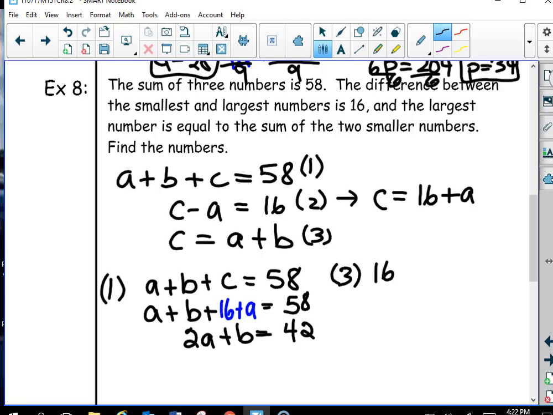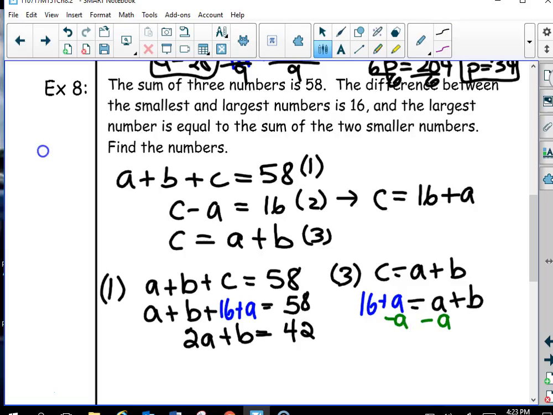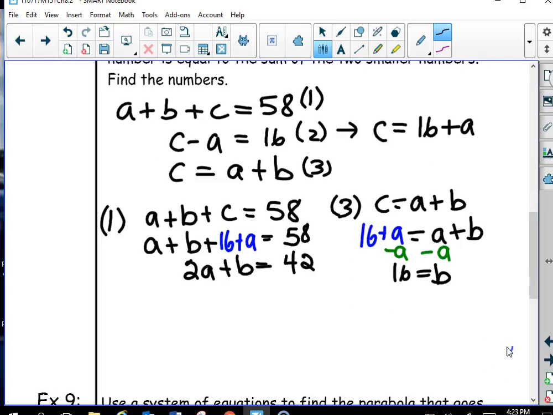Equation 3 says C equals A plus B. When I put in 16 plus A for C, then I can actually solve for B with that. Gee, I wish I'd done that first. So negative A, B equals 16. By the way, I noticed this in these problems: when they tell you that the difference between the largest and the smallest is some number, that's always the value of B. Well, I thought I'd get there algebraically before giving you that little piece of information.